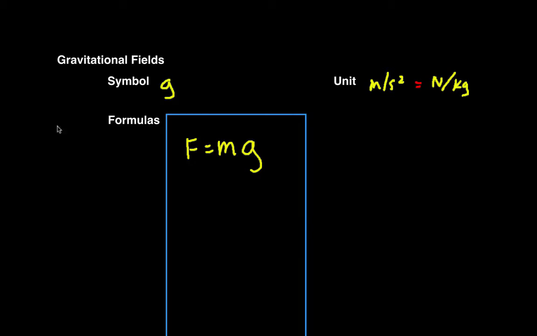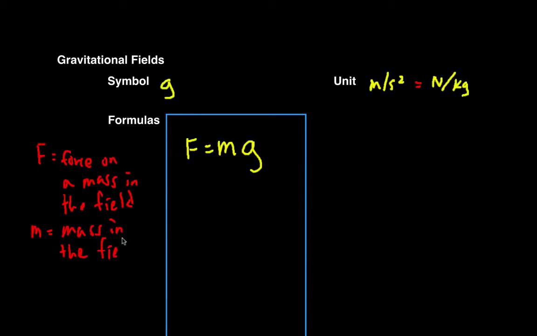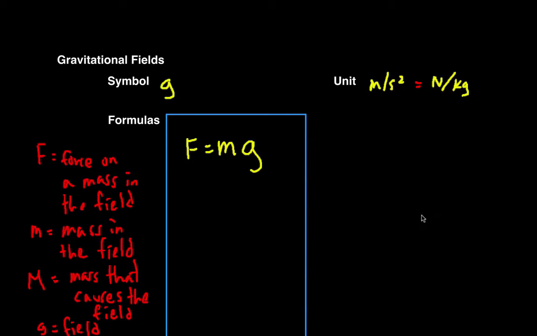For the purposes of these formulas, I'm going to use F to be the force on a mass in the field at that location. Lowercase m is the mass in the field. And I'll use capital M to designate the mass that's causing the field. This would be something like the Earth or the Sun or whatever it is that the little m is orbiting around. And of course, little g is the gravitational field magnitude and direction itself.